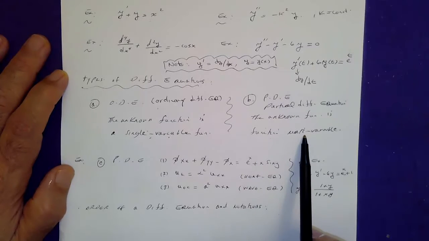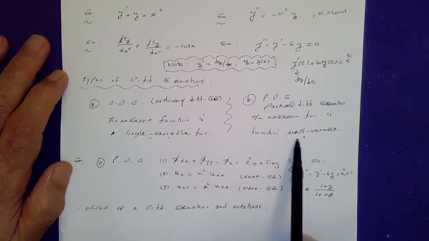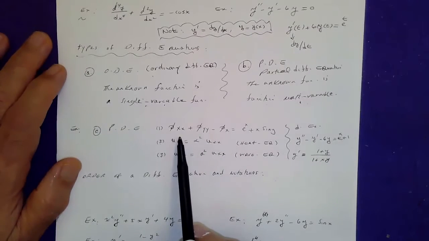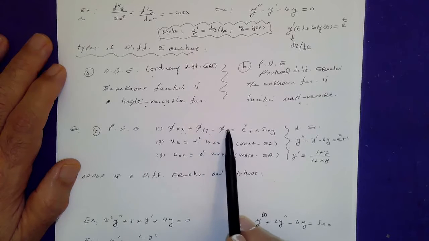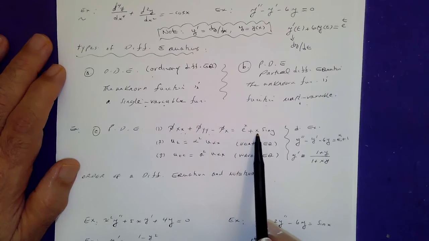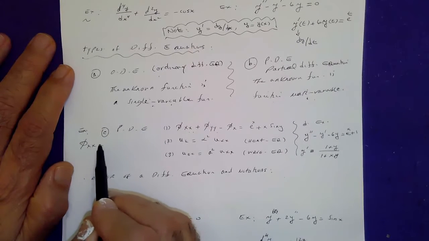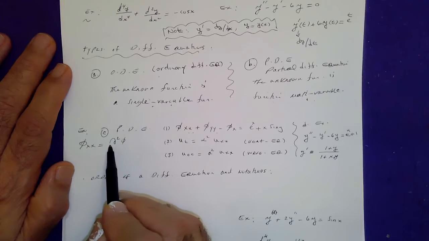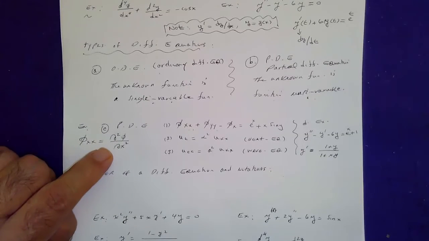If it is multivariable, those of you who had multivariable calculus, these are the kind of equations which involve multivariable functions, such as this one. This is phi xx plus phi yy minus phi x equals e to the x plus x sine of y. Those of you who know, phi xx stands for the partial derivative of phi with respect to x. So it's not a total derivative, it's a partial derivative.